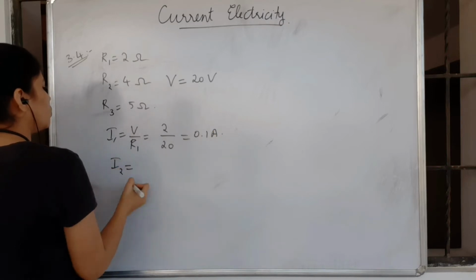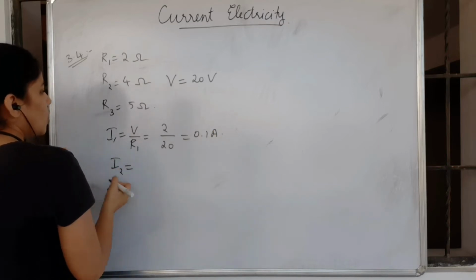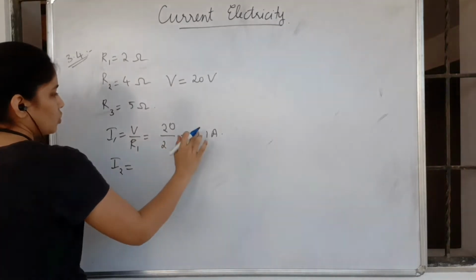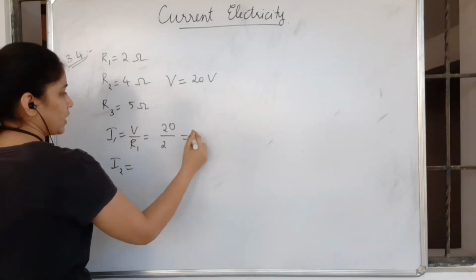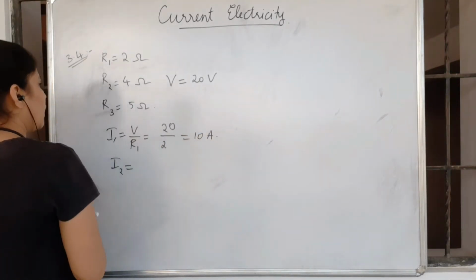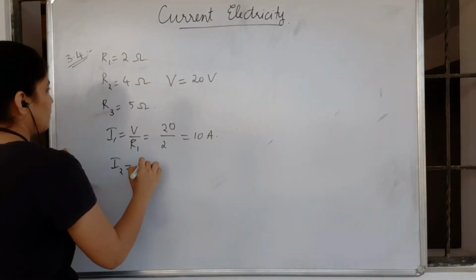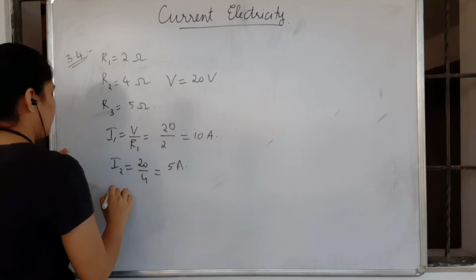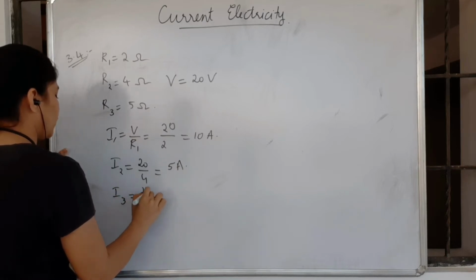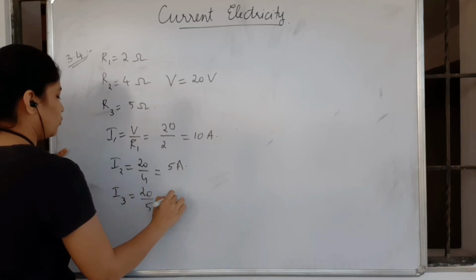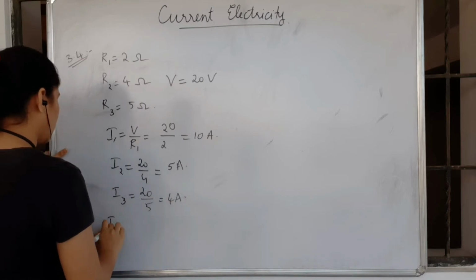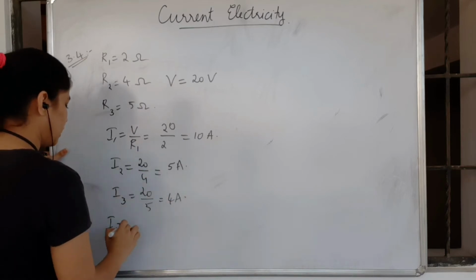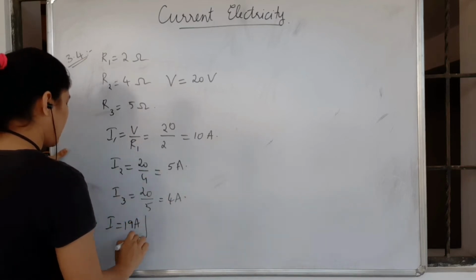Current I1 will be equal to V by R1, this is 20 by 2, so that will be 10 ampere. Current I2 is 20 by 4, which is equal to 5 ampere. And current I3 is 20 by 5, which is equal to 4 ampere. So the total current is I1 plus I2 plus I3, which is equal to 19 ampere.